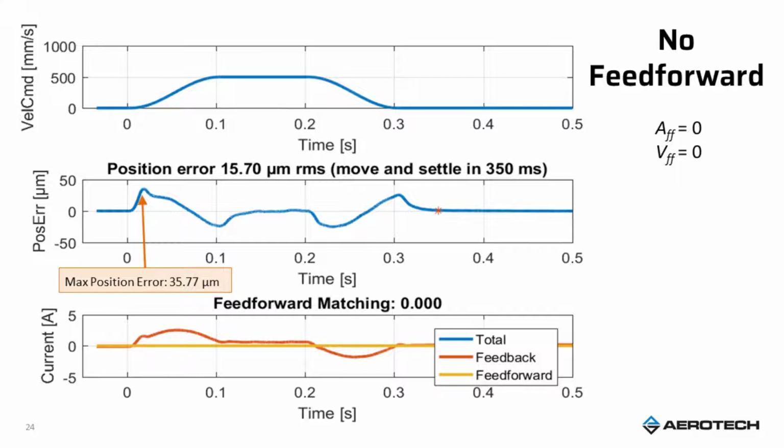So with no feed forward, AFF, VFF equal to 0, I do my base move, and I measure that, and you see a little star here in the middle strip chart, shows me that I'm somewhere around 0.34 seconds or so for the move and settle, so that I can settle within the settle time I've set. And my max error is about 36 microns if I look at the peak error at the beginning of the move here.